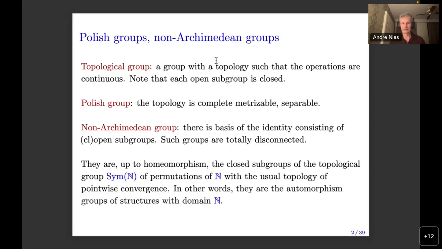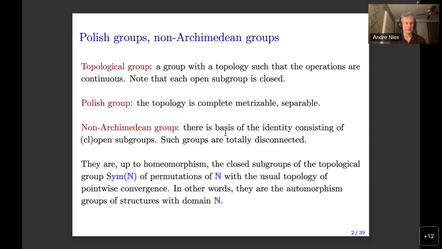So these groups are simply the automorphism groups of structures with domain N. Given a closed subgroup of Sym(N), you can make up the structure where the relations are simply the orbits, one by one for different arities, of the action of that group on the natural numbers. So we're just talking about the automorphism groups of countable structures, and that explains why these non-Archimedean groups are important in model theory.